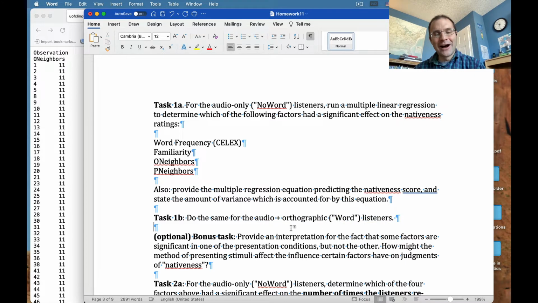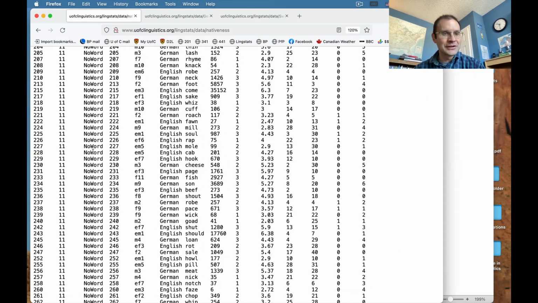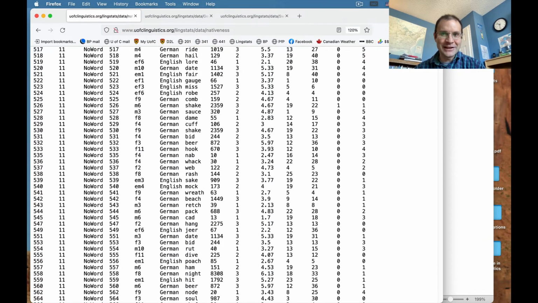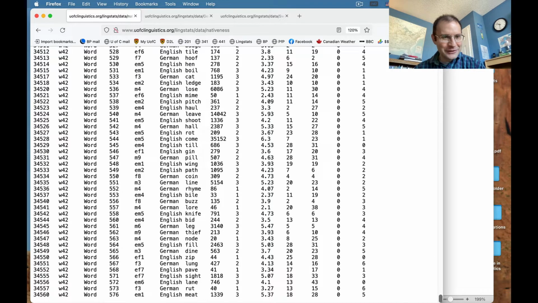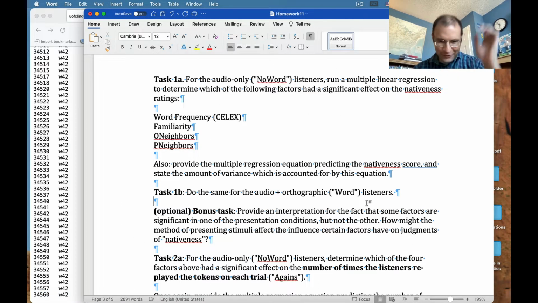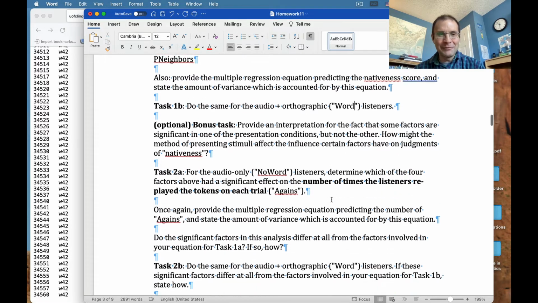Sorry, that's audio and orthographic, or the word listeners, which are down here. This is a very large data set, by the way, like these word guys down at the bottom. If you can remember, there were a few of you who were trying to do means and standard deviations by hand at the beginning. You don't want to do that with 34,000 lines of data. So I'm glad that we've all learned how to not have to do it by hand by now, hopefully.